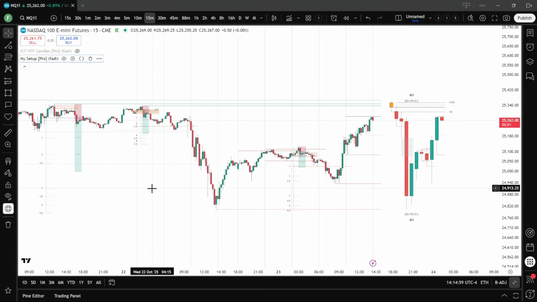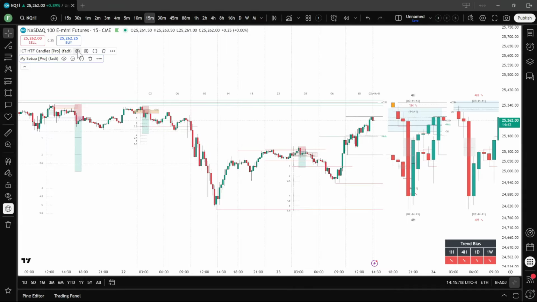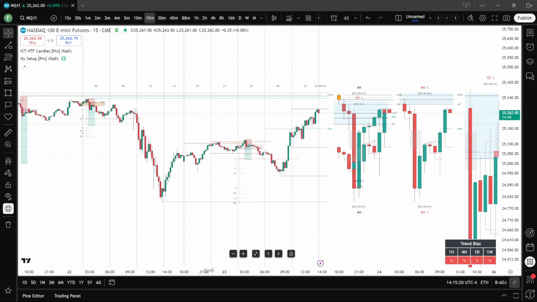So you'll be able to configure the indicator however you like. And once a new setup is found, it's going to draw it right away. If you have alerts on, it's going to give you the alert. So that's my setup at a high level. It is designed to work with the ICT high time frame candles. It's my other indicator. And if you turn it on, that gives you more information.